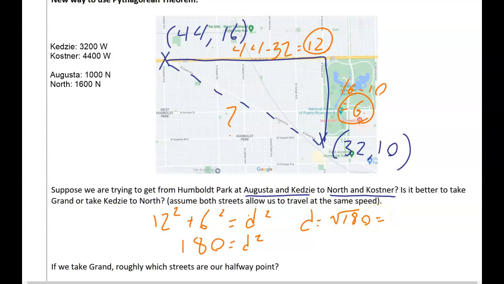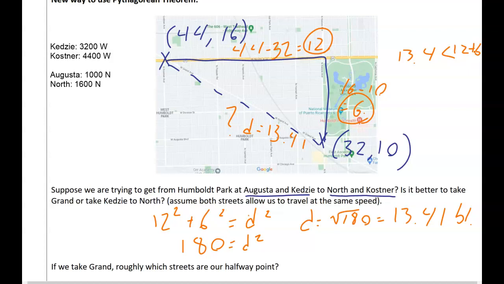You could tackle this a number of ways. Here, I'm just going to use a decimal because that's going to make it easy to compare. So that's 13.41 blocks. So that's what we just found. We found this D side is 13.41. Well, it looks like that's quicker, right? Because 13.41 is less than 12 plus 6. So obviously we should take Grand.